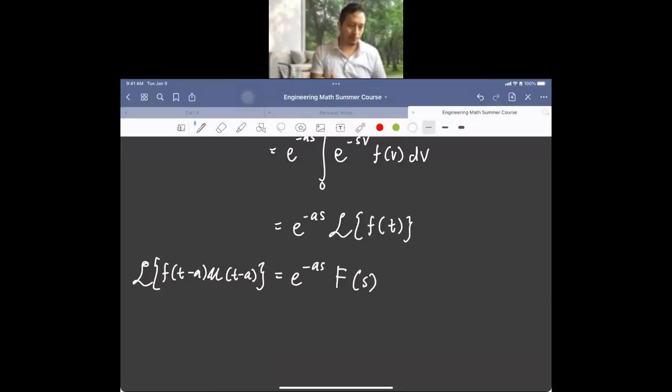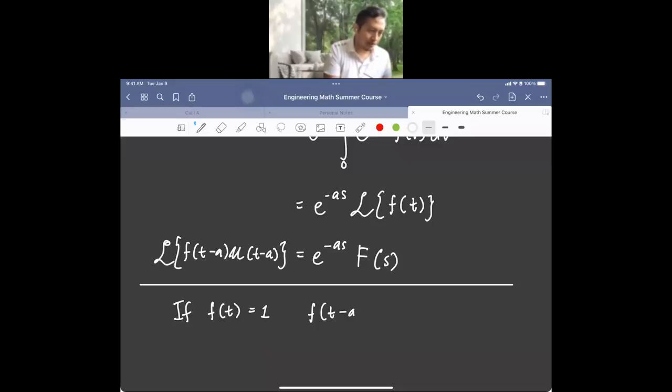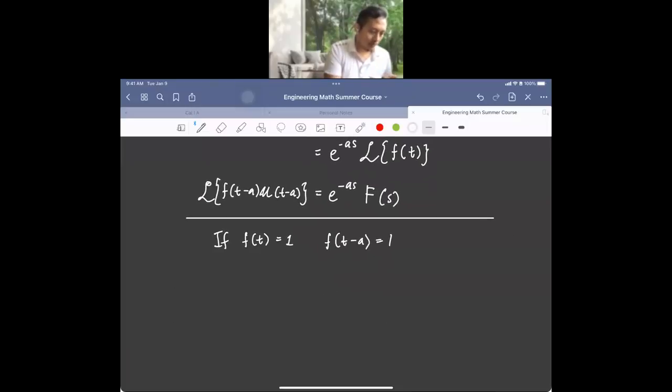Okay, now if we want to identify, let's say we have f of t is just 1, then f of t minus a is also 1, and the Laplace of 1 is 1 over s, right?